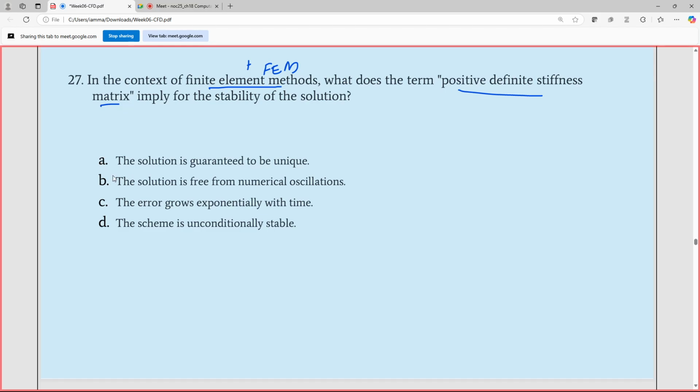Our answer is option B, that if the stiffness matrix is positive definite, then the solution is free from numerical oscillations.